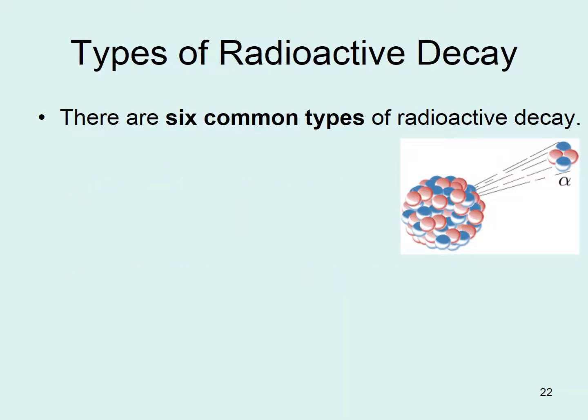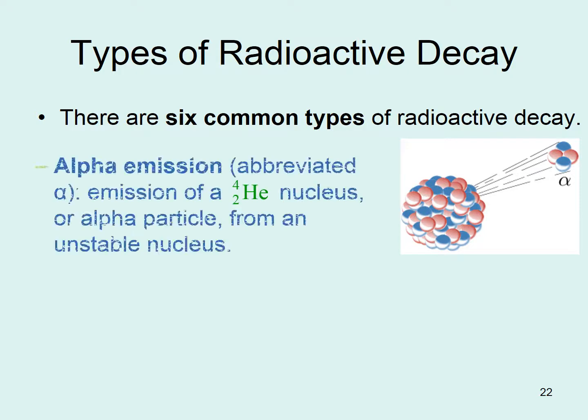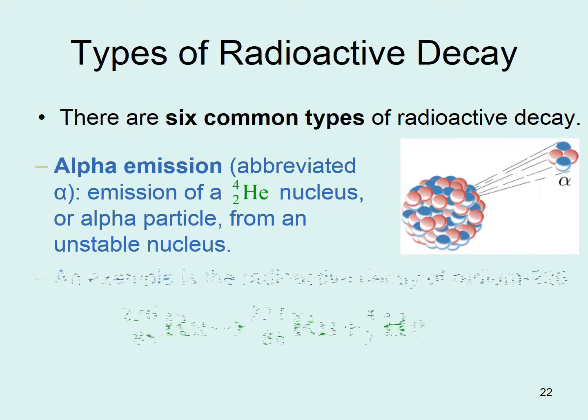So let's talk a little bit more about the 6 common types of radioactive decay. The first one we're going to look at is alpha emission or alpha decay. Sometimes you'll see it written as an alpha symbol. Sometimes you'll see it written as the helium symbol with 2, 4. It is a helium nucleus or an alpha particle which is emitted from an unstable nucleus. So here's your nucleus, and then you see the alpha particle being emitted from it.